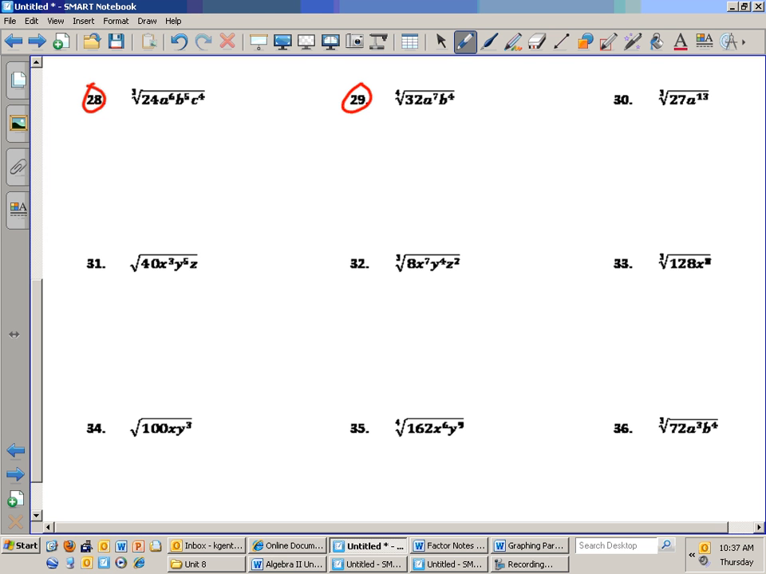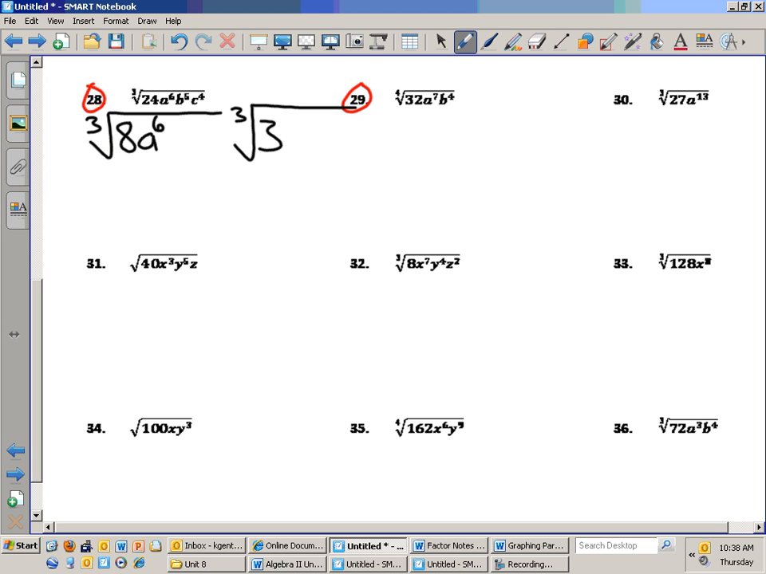All right. Cubed root. Is there a cubed root of 24? No. So I'm going to have to break this into two parts. Cubed root of something. Cubed root of something. What is a perfect cube that divides evenly into 24? 8 and 3. Very good. So I put an 8 there. I put a 3 there. Now I look at my exponents. Is 6 divisible by 3? Yes. So I put an a to the 6th.